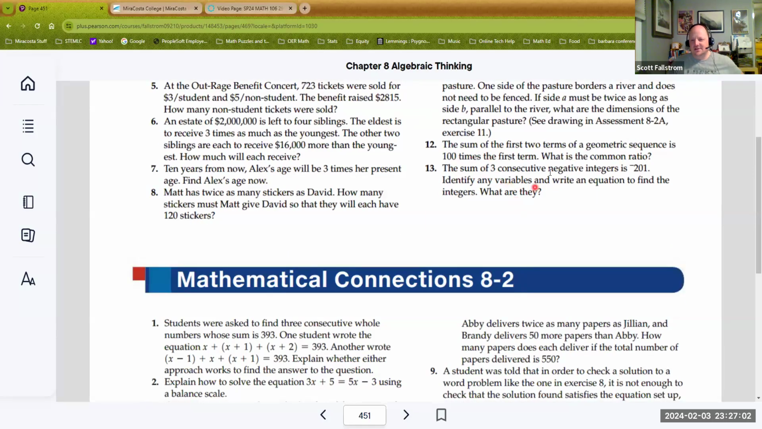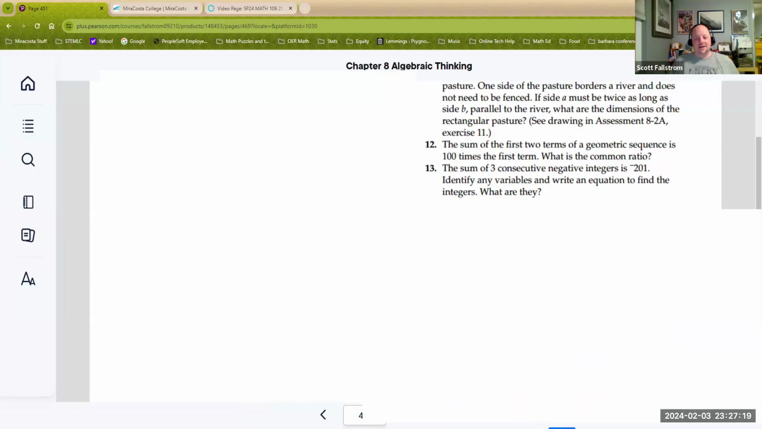12 and 13, the sum of the first two terms of a geometric sequence is 100 times the first term. Okay, well, same type of thing. I know they kind of look different because it's like, oh, this one's a geometric sequence. No, no. It's still something I don't know and something I do know. So if I was doing this one, I would say I have two terms of a geometric sequence. I would stop right there. What's the first term of the geometric sequence? I don't know. Pick something, right?